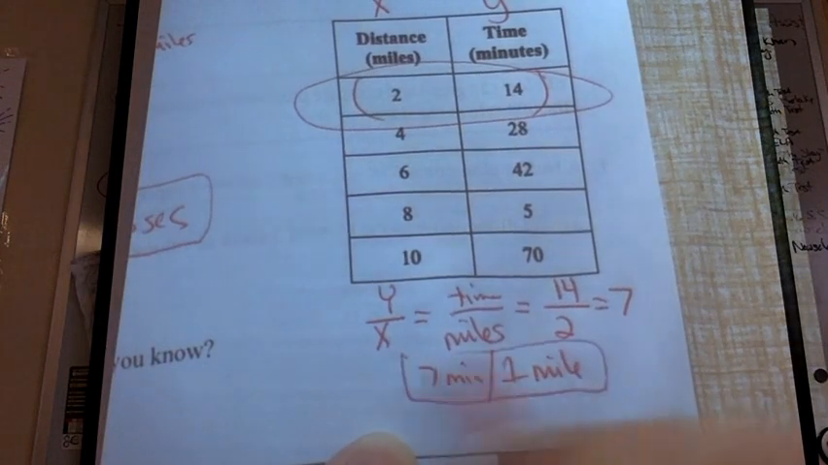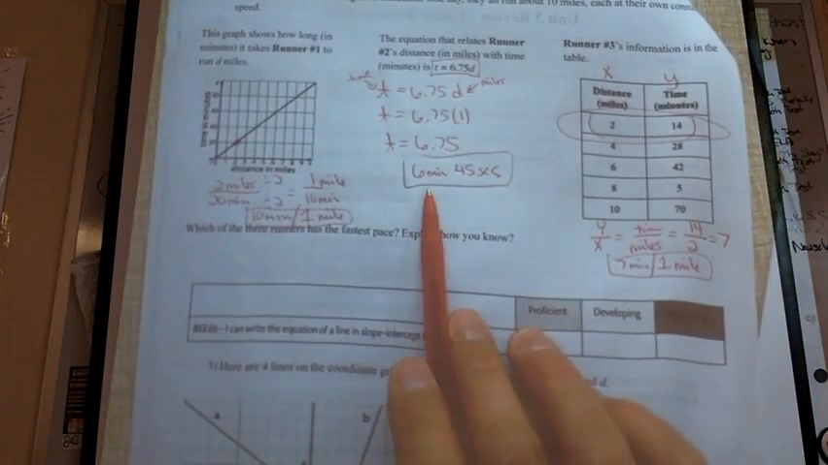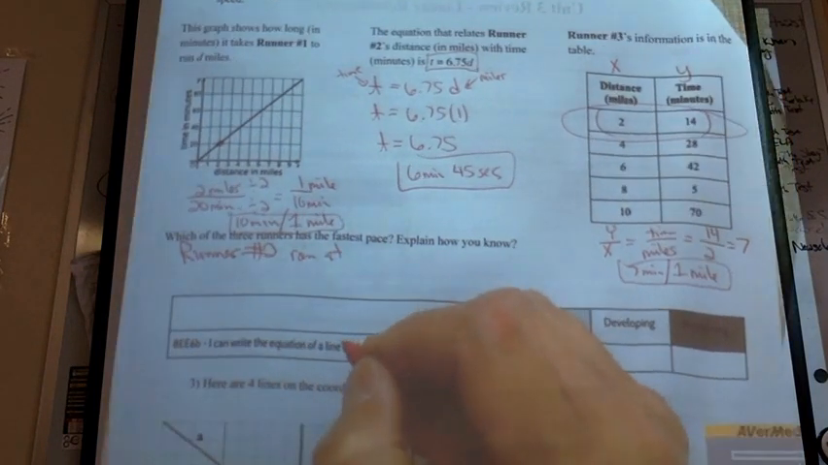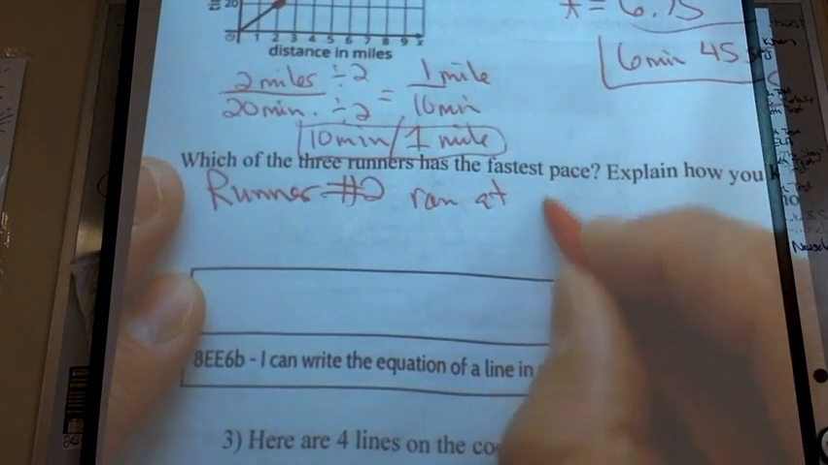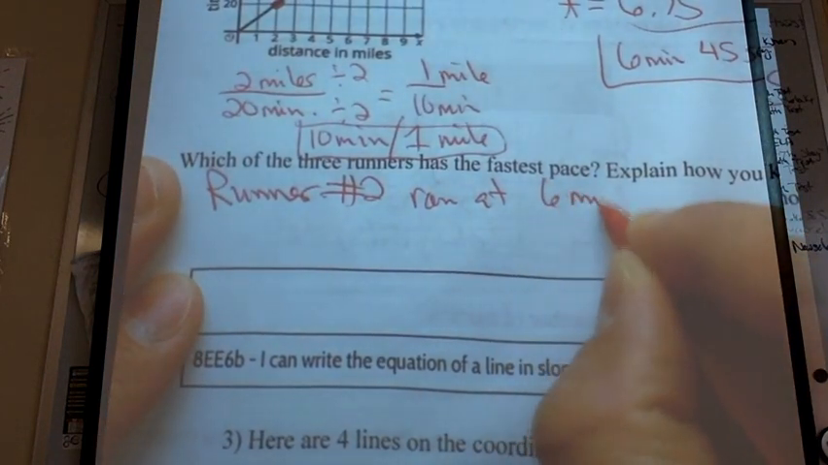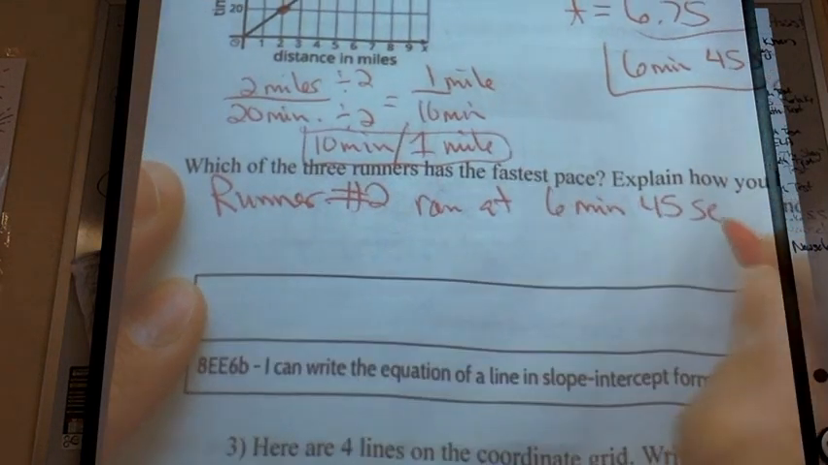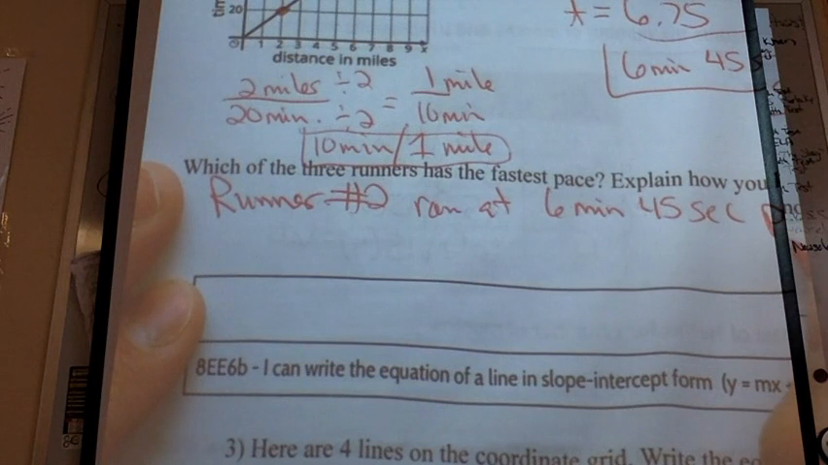So we have our 3 times now. And we can see that the fastest time was runner 2 at 6 minutes 45 seconds. So which one's faster? Runner 2 ran at, I'll zoom in, 6 minutes 45 seconds per mile.